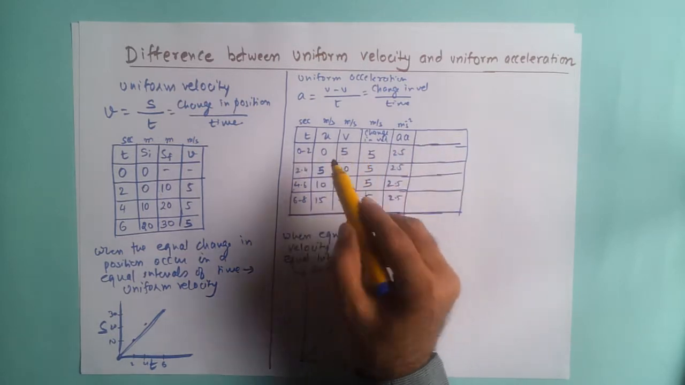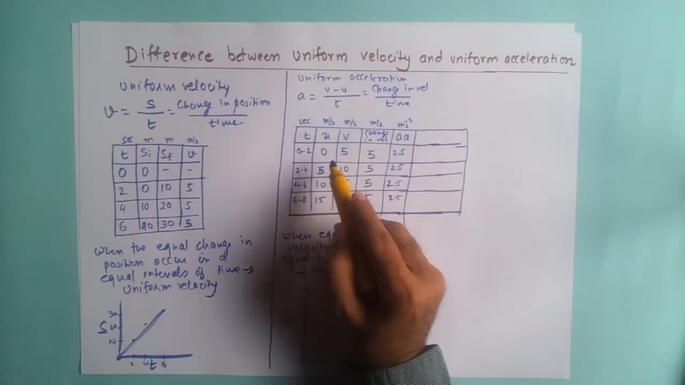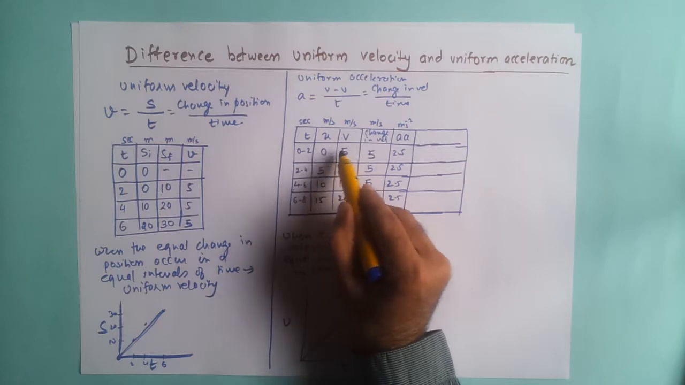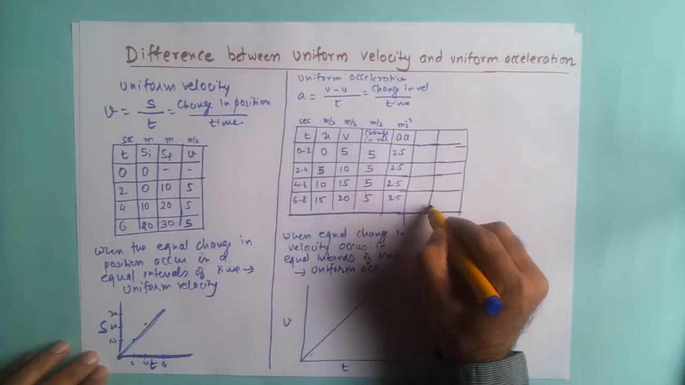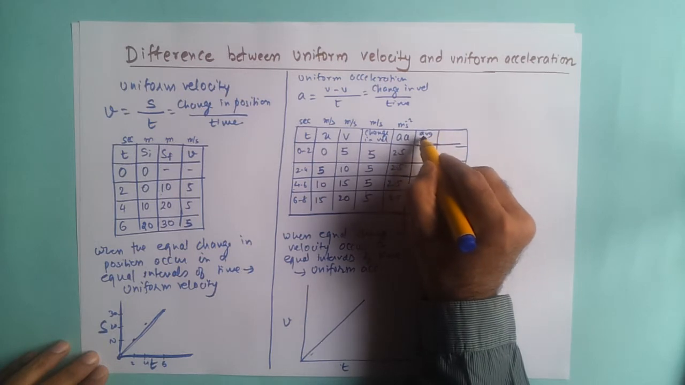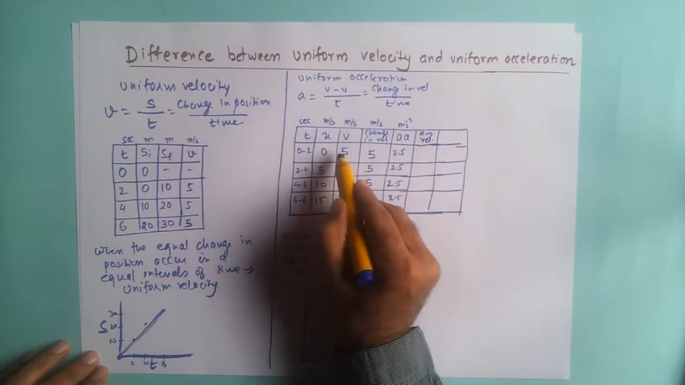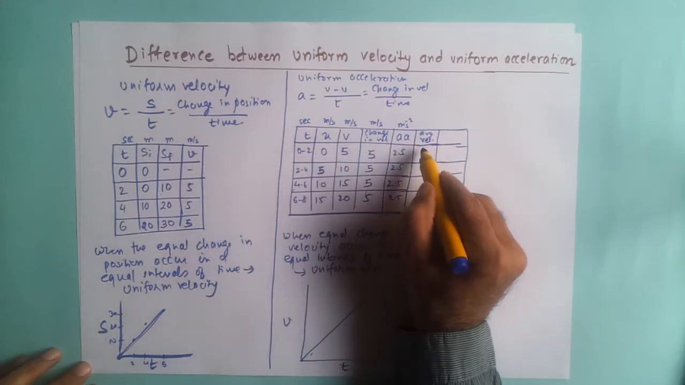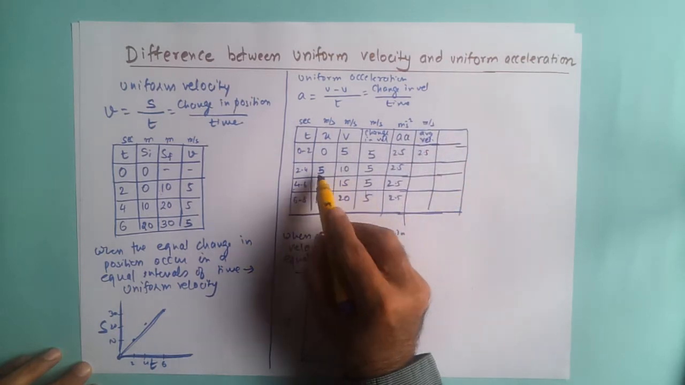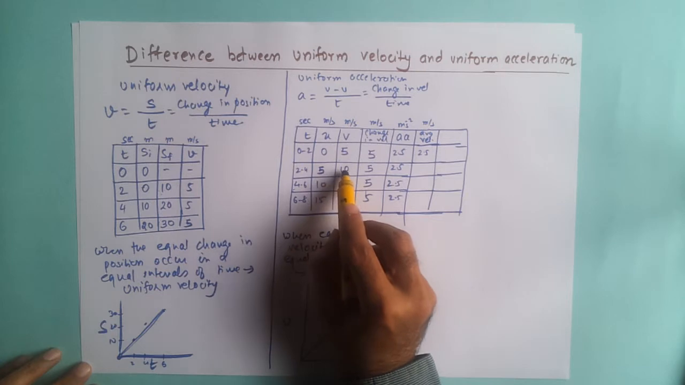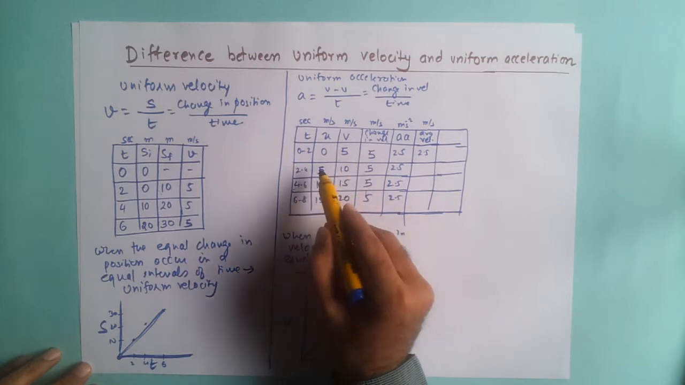During the first 2 seconds, the velocity changed from 0 to 5. So in these 2 seconds, what was the average velocity of the vehicle or the object? So I'll have over here the average velocity during these 2 seconds, 0 to 5. So 5 plus 0 by 2, so 2.5 meters per second. In the next 2 seconds, the velocity was 5 and 10. It was increasing from 5 to 10.